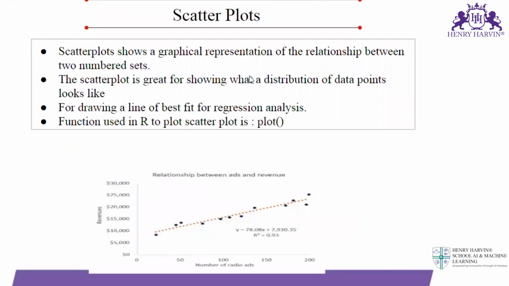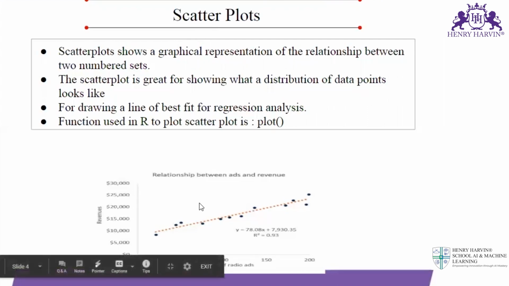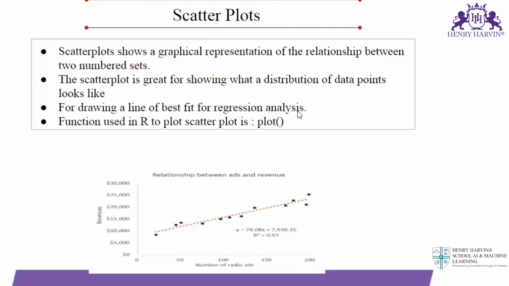So let's start with scatter plots. Scatter plots show a graphical representation of the relationship between two numbered sets. So if there is any data set having two variables, for example height and weight, and you want to show a relationship between them, you can always use scatter plots. The scatter plot is great for showing what a distribution of data points looks like. So they compare the x-axis and the y-axis and plot the points according to the data available, showing a relationship between both the axes. Then drawing a line of best fit for regression analysis.